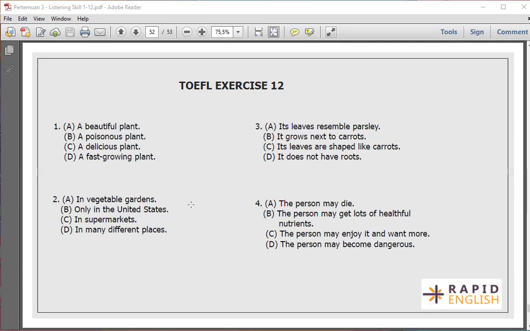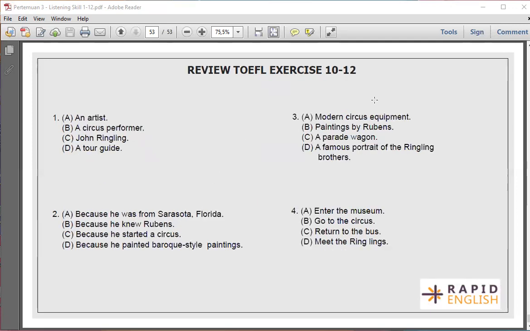Okay, now let's go to the next. This is about the review ya. This is the last listening. So I need you to practice more ya for understanding here ya. You may repeat for this listening. Now let's listen. TOEFL exercise.